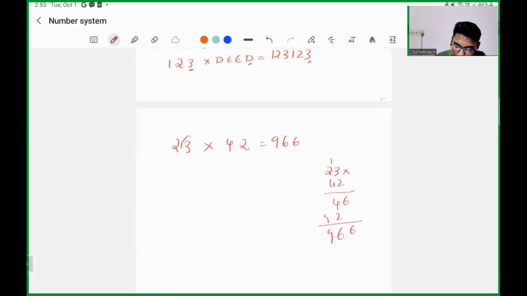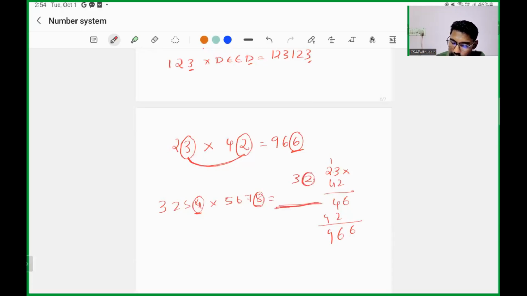Here the unit digit is 3, here the unit digit is 2, and here the unit digit will always be this into this. That is 3 into 2 is 6, so here the unit digit will be 6. Now if I am multiplying any big number, 3254 into 5678, 4 into 8 is 32, and 32 ends in 2. So this big number will also end in 2.